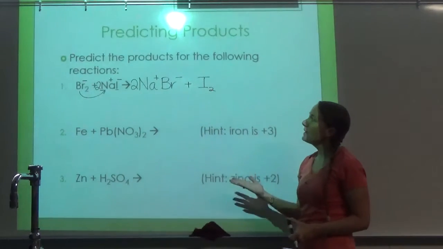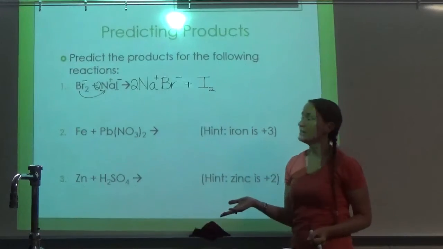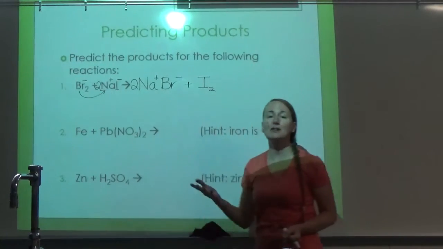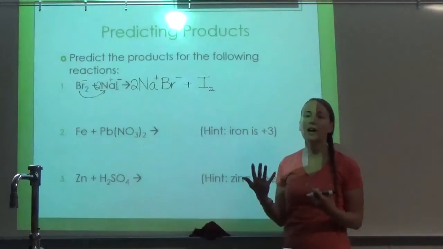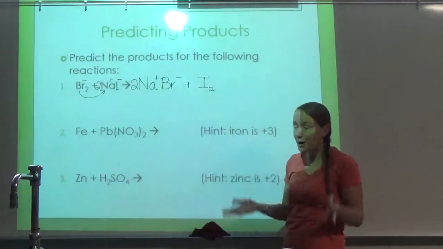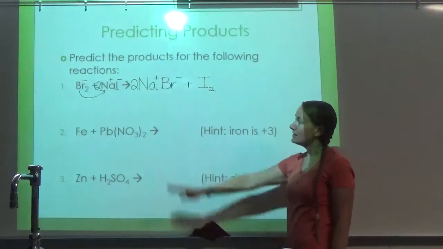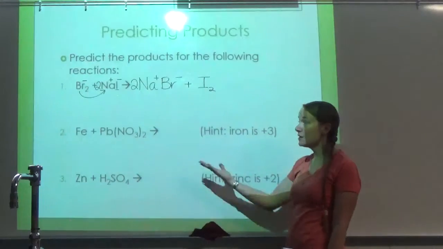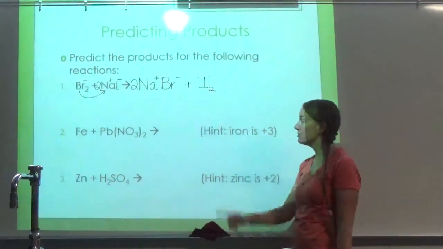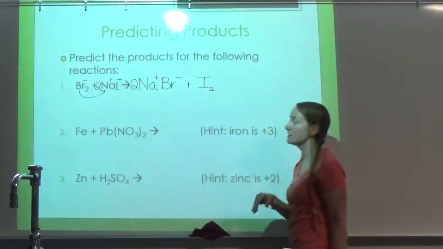All right, so the thing about single displacement is figuring out who is that single one going to bond with, which ion is it going to bond with. Remember, opposites have to attract. All right, so let's look at number 2. So number 2, I gave you Fe, which is transition, so I'm telling you what charge to use. It's going to be +3.